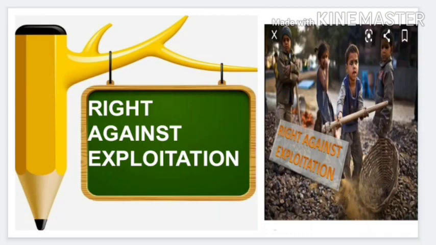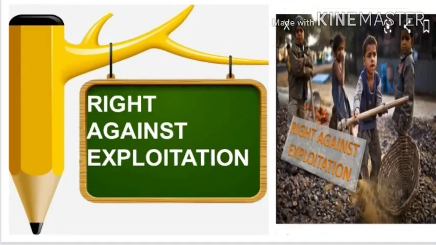It provides 2 provisions. The first thing is human beings and beggars can't be forced to work as labor. And the second is the abolition of employment of children below the age of 14 years in dangerous jobs like factories and mines. Only 2 things. One is human beings and beggars can't be forced to do labor. And the second is children below the age of 14 years can't do dangerous jobs like factories, mines, etc.